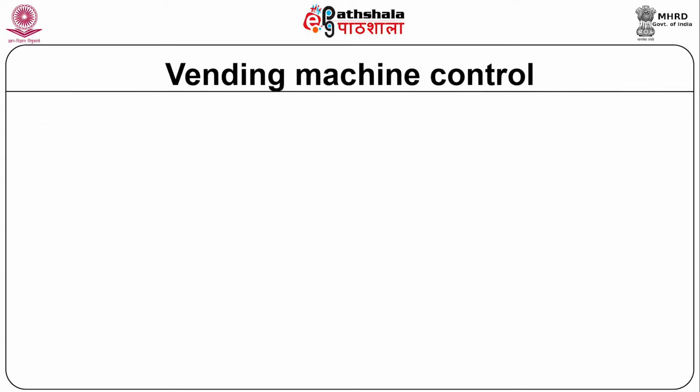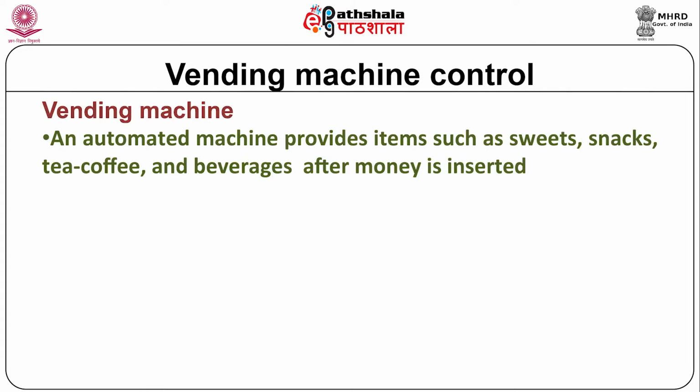Let's now talk about another case study, that is the vending machine. A vending machine is an automated machine that provides items such as sweets, snacks, tea, coffee, and beverages to consumers after money is inserted into the vending machine. It is a machine that dispenses some product at the output automatically when money is inserted into the slot.